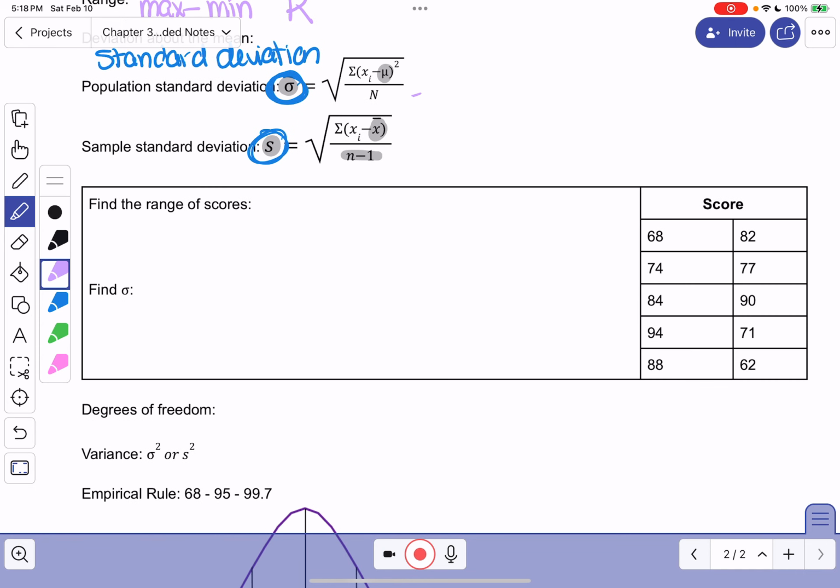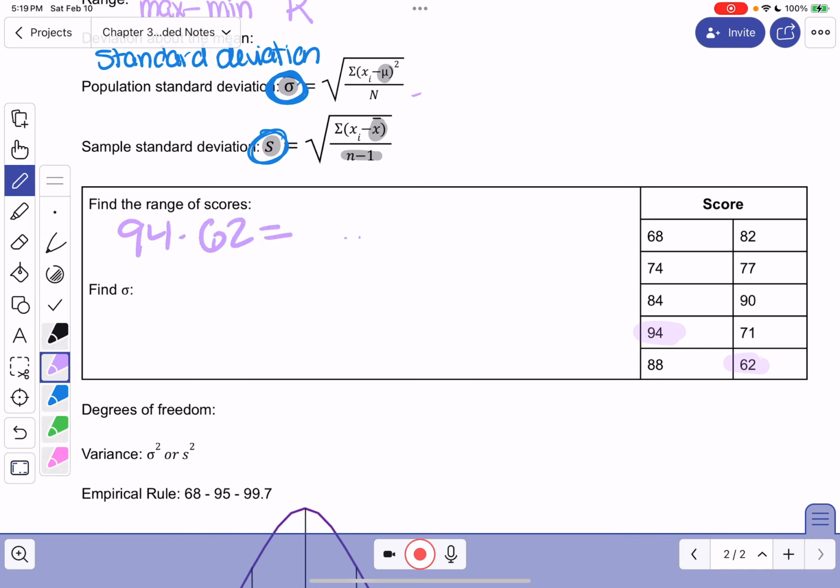If we go through, our biggest number is 94, and our smallest number is 62. So 94 minus 62 is 32. That's the range. Now, standard deviation, we can do all out, or the calculator will do it for us.